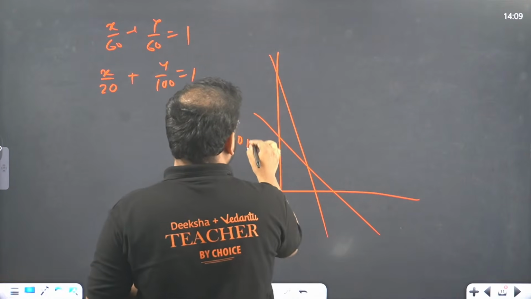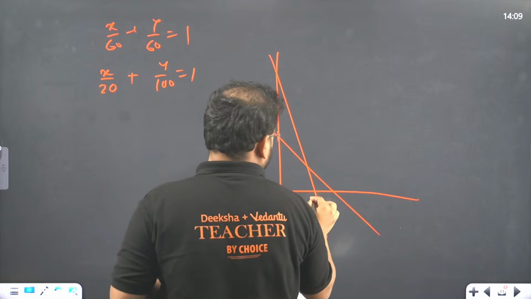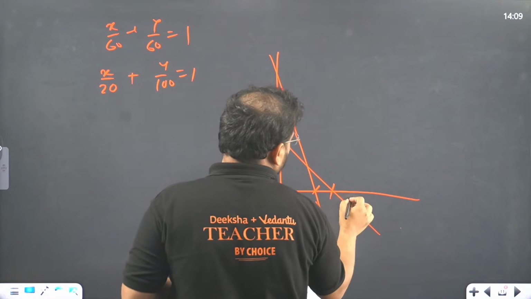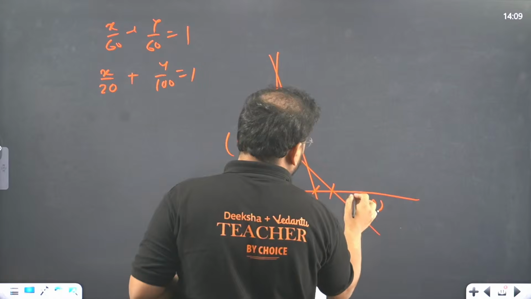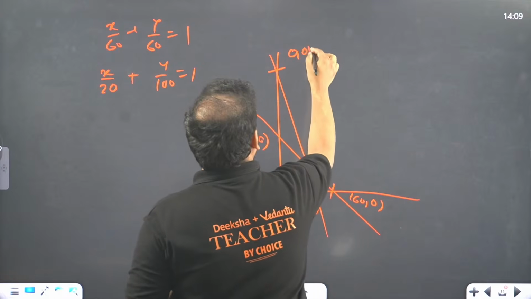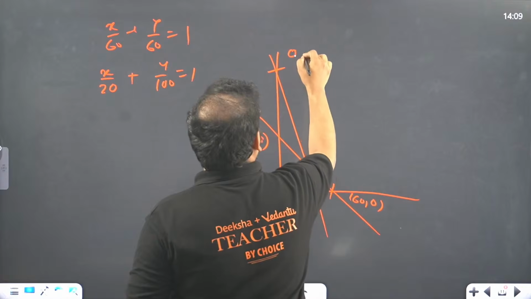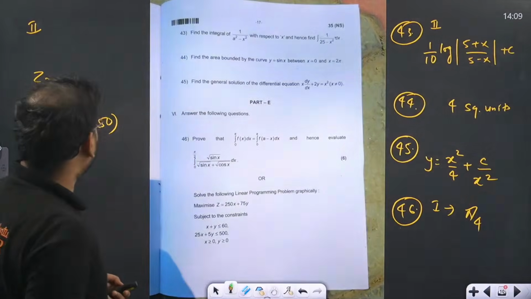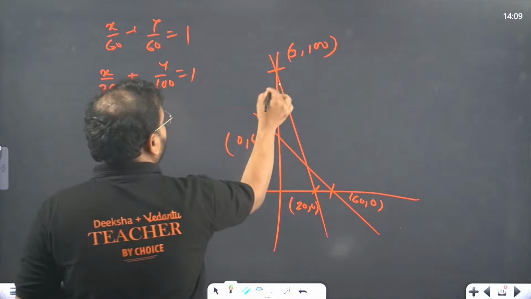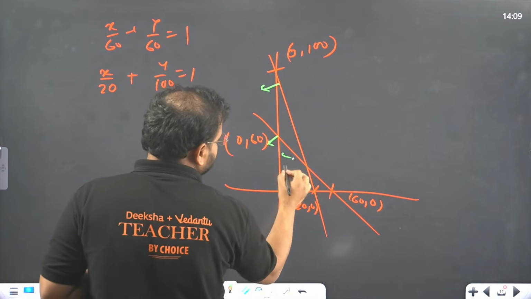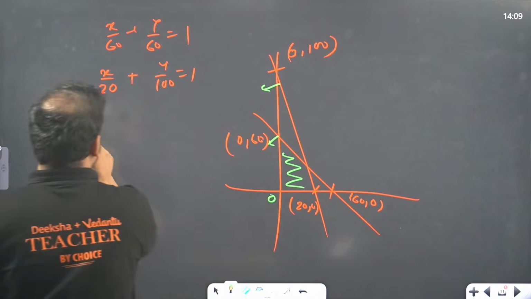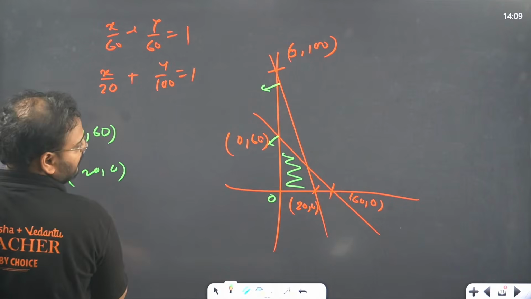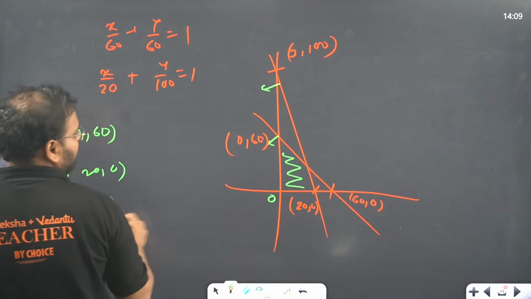Okay, this is (0, 60) and this is going to be (20, 0). This will be your (60, 0). This will be (0, 100). Okay, come on, check. So what I'm looking for, my inequalities are both less than, means below this line and below this line. So my answer is going to be, this is my feasible region. Okay, my corner points are (0, 60), (20, 0) and (0, 0), and this point will be what?